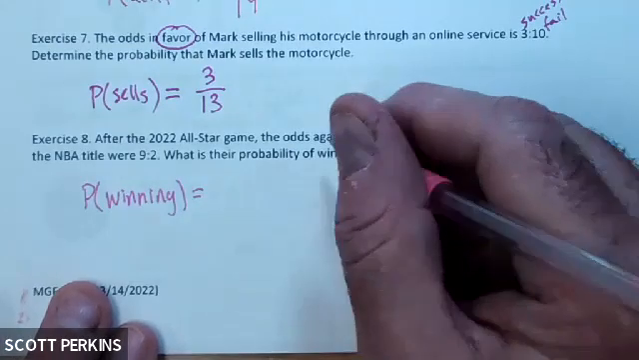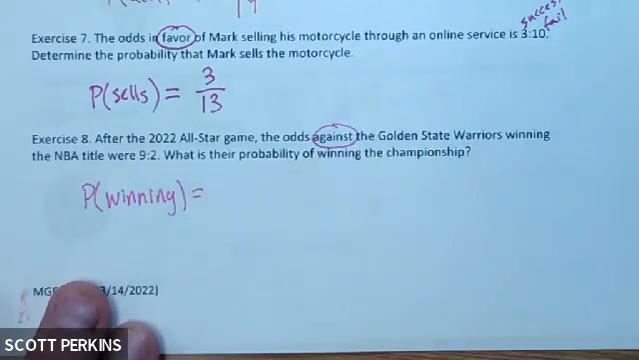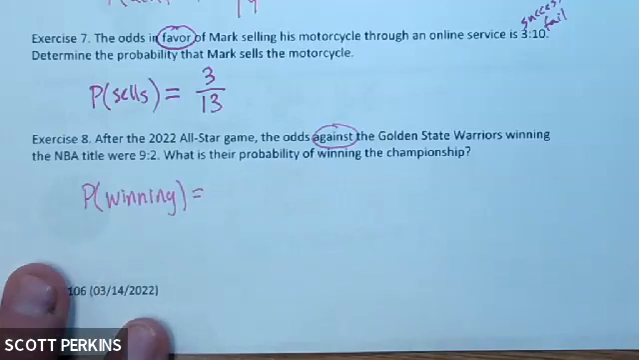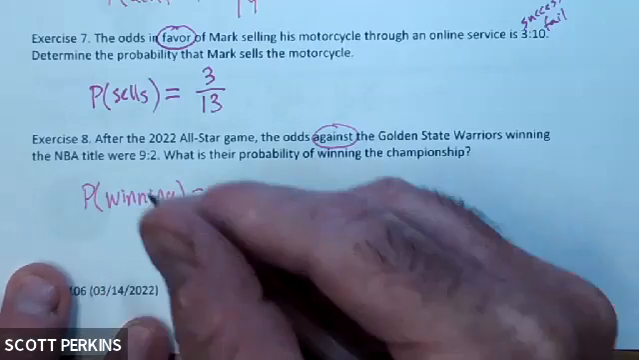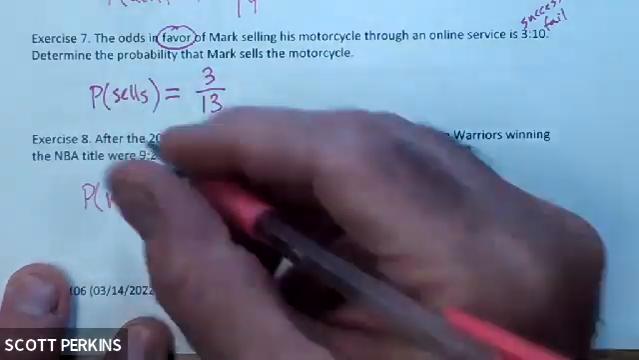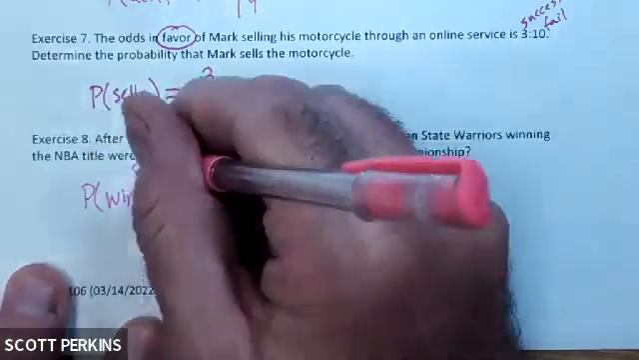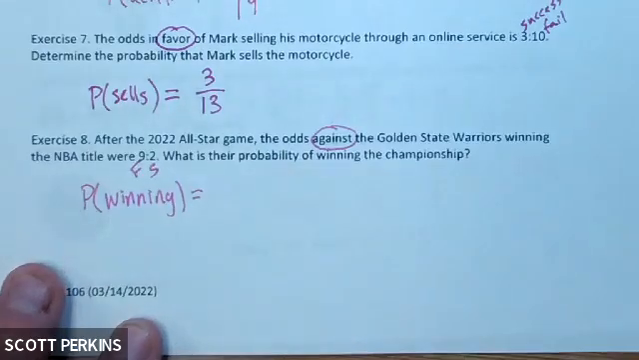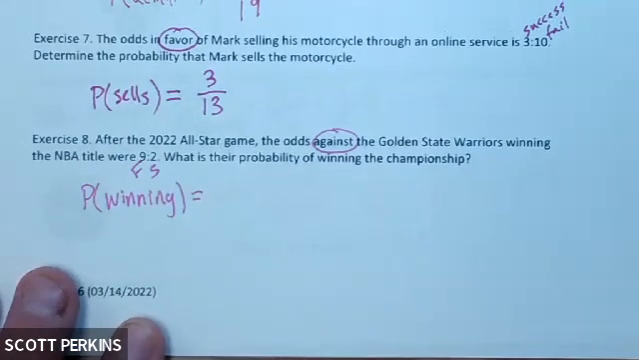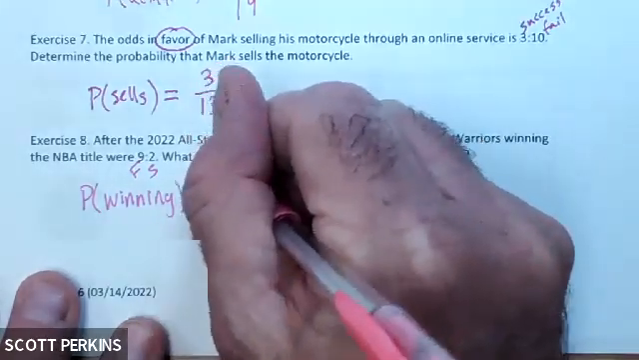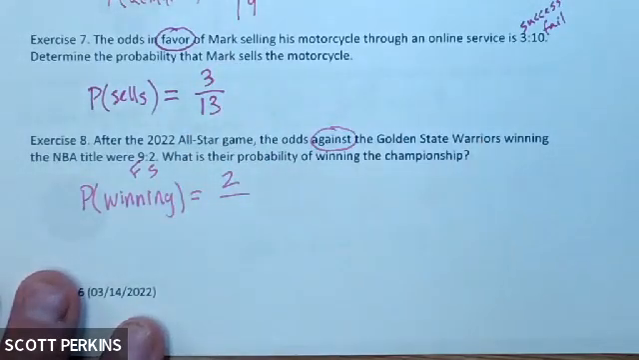All right, so this time, again, it's odds against. So odds against means my 9 to 2 is the ratio of failures to successes. So if I'm trying to figure out the probability that they win the championship, what's my numerator going to be? 9 to 2, it's odds against, so the 9 represents failures, the 2 represents successes. So the numerator of my probability is going to be the 2, because that's the number of successes out of what's the total going to be?